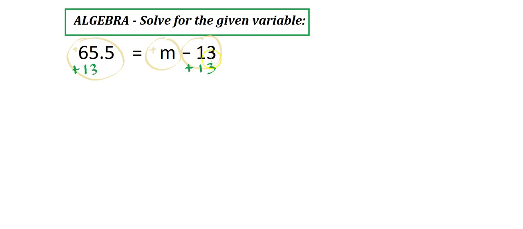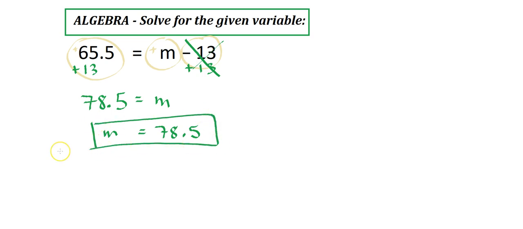So what does that mean? Minus 13 plus 13 is 0, right? So it cancels out. What's left on the right-hand side is m. On the left-hand side we're left with 78.5. This is basically our answer because we need a positive m, right? But it's on the wrong side, so we just swap the sides over, and that's a formatting issue more than anything, and that should be the answer.